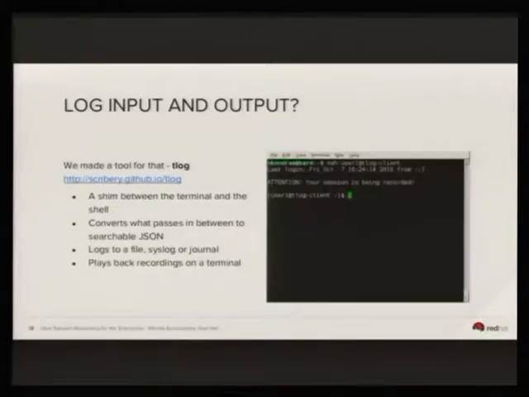So for login input and output, we made a separate tool because we didn't find anything that would do the same thing. We call it TLOG, for terminal logging. And it goes between the terminal and the shell that the user runs. It captures the I/O and converts it to JSON, because JSON is the language that Elasticsearch speaks. It logs it to whatever you tell it to, like syslog or file or journal. And there is also a part of it that can play back those recordings on the terminal.